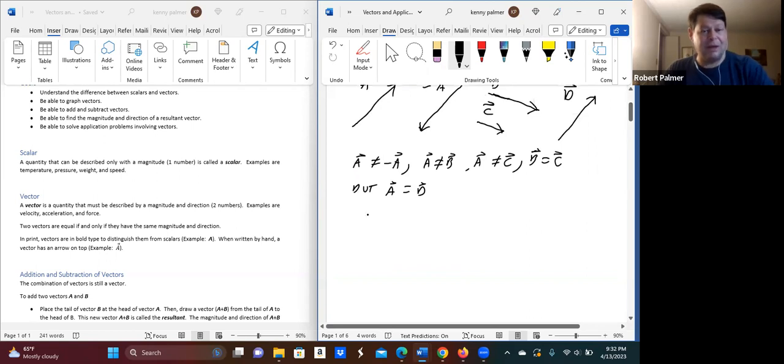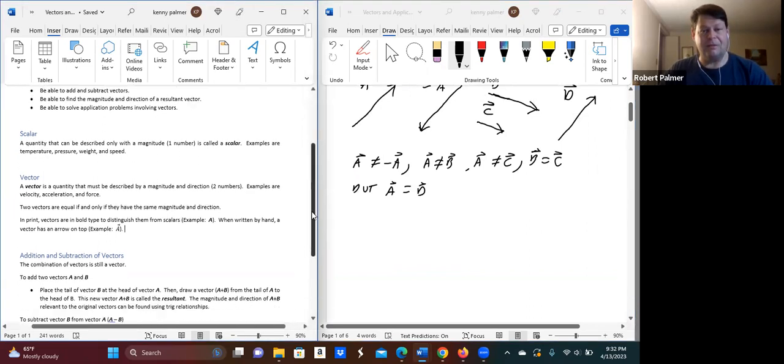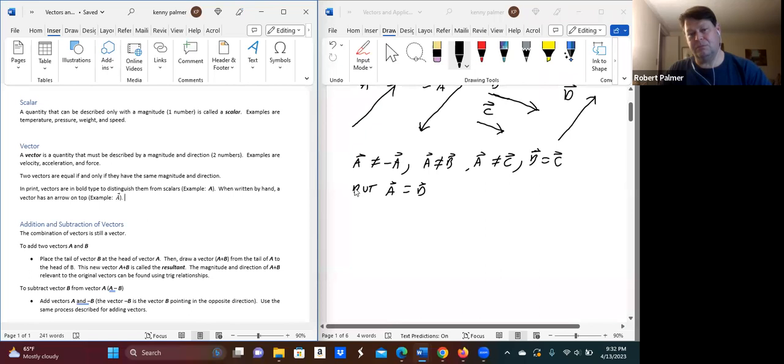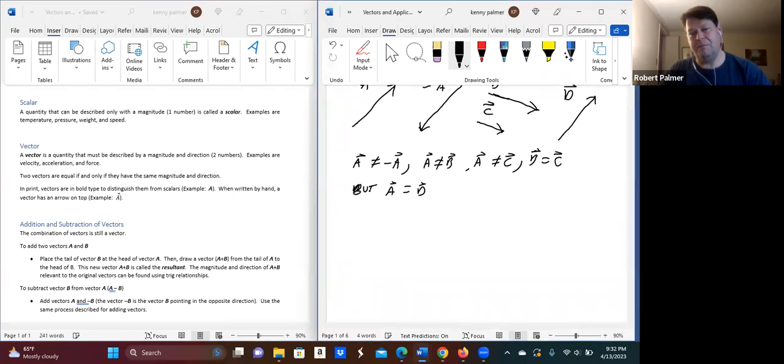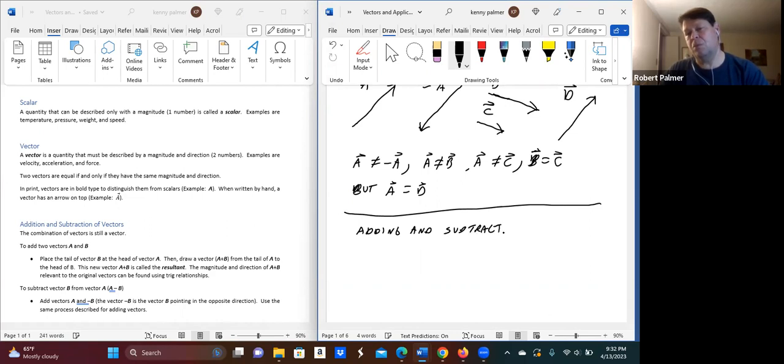Now, let's talk about the next idea, adding vectors. So adding and subtracting vectors. Well, actually, let's take a quick look at graphing some first. I should do that first. So hang on. Let's look at a graphing example or two.